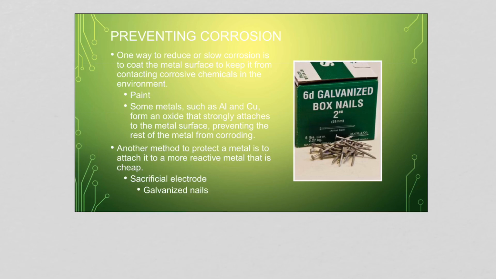Now, some metals naturally protect themselves. Things like aluminum and copper will undergo surface oxidation, but unlike rust, which is very flaky, so even when it forms, it flakes off and exposes fresh iron, the oxides of aluminum and copper that are formed are very sticky. They stick to the surface and form their own surface protection.